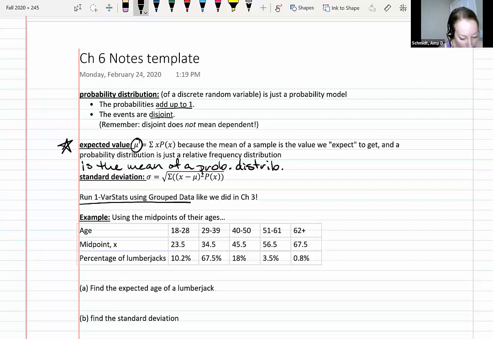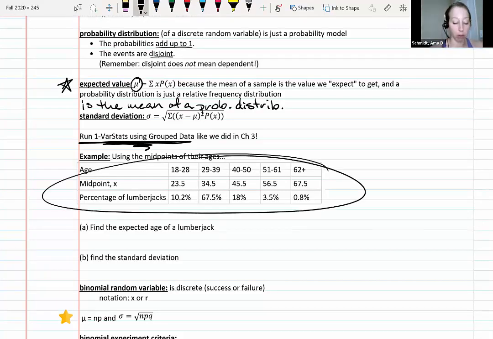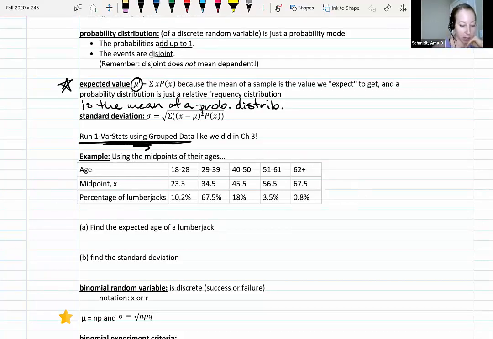We used one var stats on grouped data. But it's been a minute, so I'm going to remind you how we did that. I'm totally going to disregard standard deviation for the time being because that will just fall out in our laps when we do this. So back in Chapter 3, you saw relative frequency distributions like this. And I was telling you, if they don't give you the midpoint, you have to calculate the midpoint of each bin or class if they don't give it to you. I gave it to you to keep this a little bit shorter. I don't remember if my lab gives them to you or not.